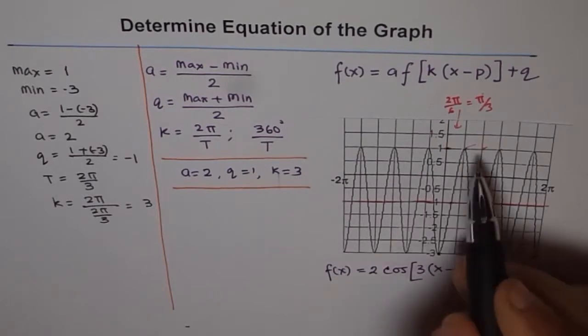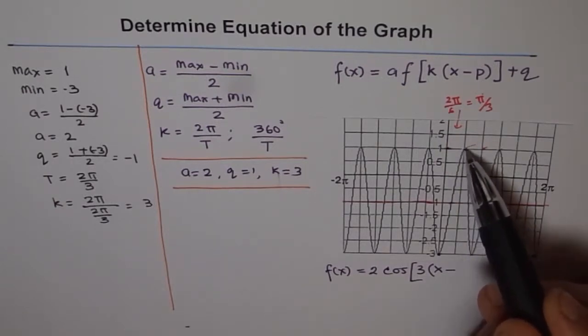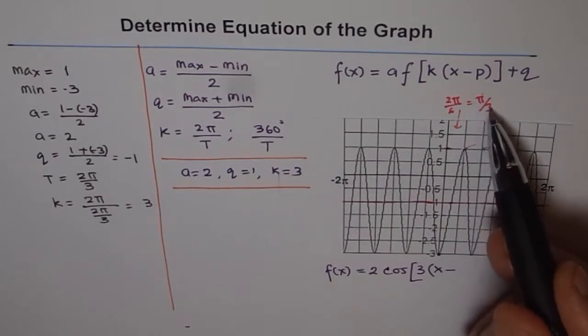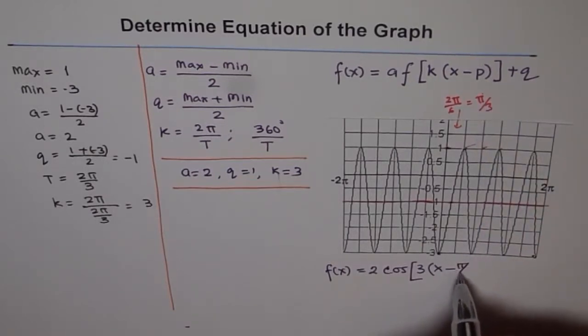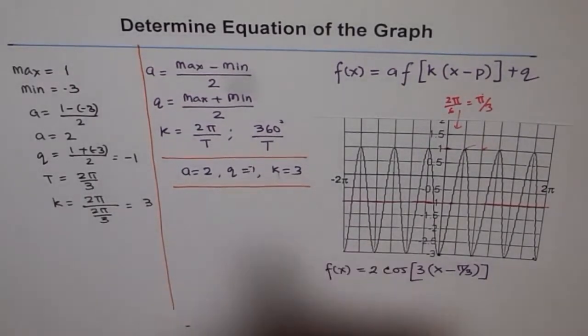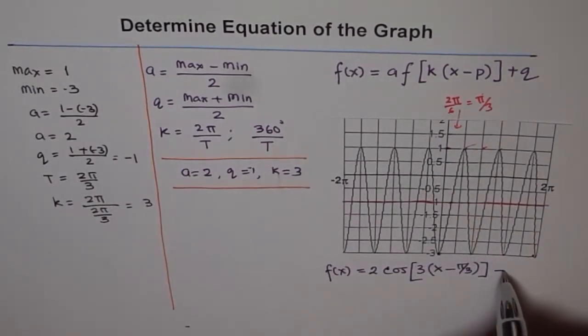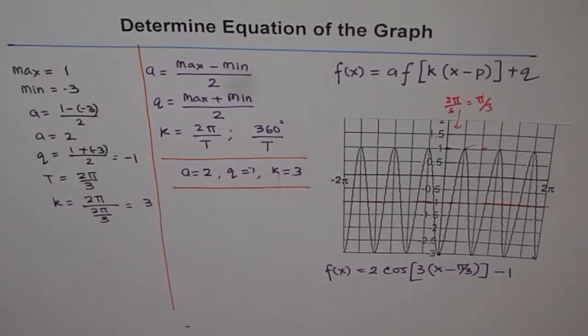x minus. Since the cos function starts with a maximum, this maximum seems to have shifted by 1 unit. That means 1 unit right gives us the p value of pi by 3. So we can use this as pi by 3, correct? Plus q. Q is -1. Oh, I wrote it wrong. -1. Q is -1. See, 1 unit down. -1. So that is one equation which represents our graph.